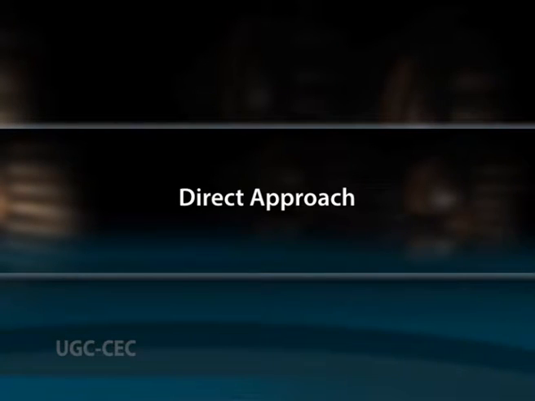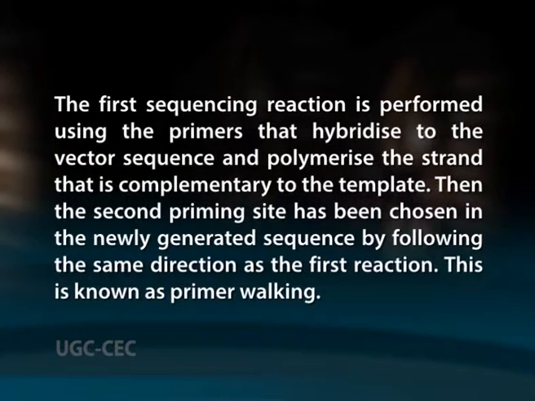1. Direct approach. In the direct approach, the sequencing of unknown DNA is performed within the sites in which the sequence is known. The unknown DNA sequence is amplified by inserting it into a vector. The first sequencing reaction is performed using primers that hybridize to the vector sequence and polymerize the strand that is complementary to the template. Then, the second priming site is chosen in the newly generated sequence, following the same direction as the first reaction. This is known as primer walking, and it helps to reduce redundancy.